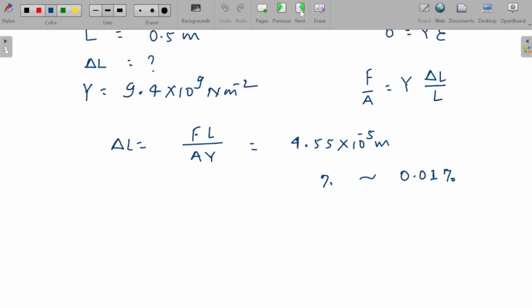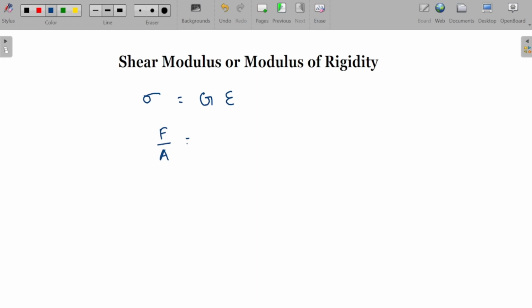So let's get back to the discussion. This is tangential force per unit area where it was being applied, and this is G, and this is delta x, the displacement there, per unit length. In other words, we can write, let's say this is sigma s, shear stress, equals G times the angle at which the surface was displaced.